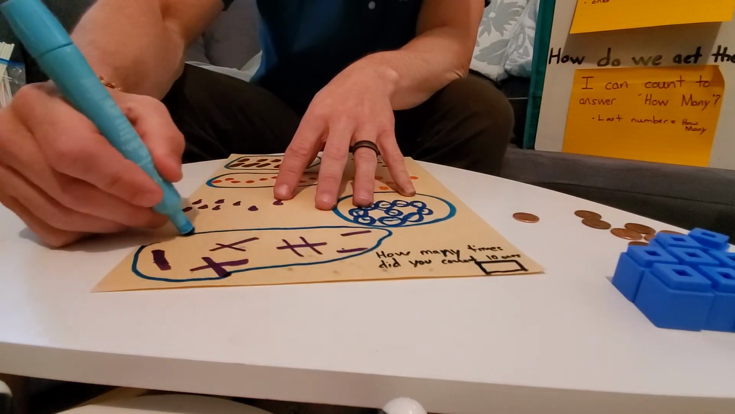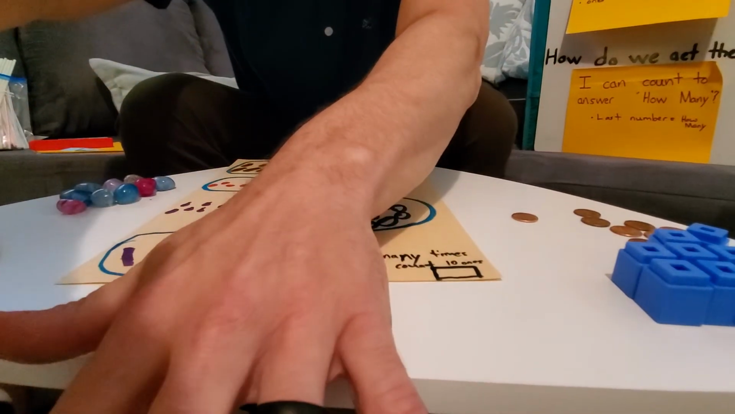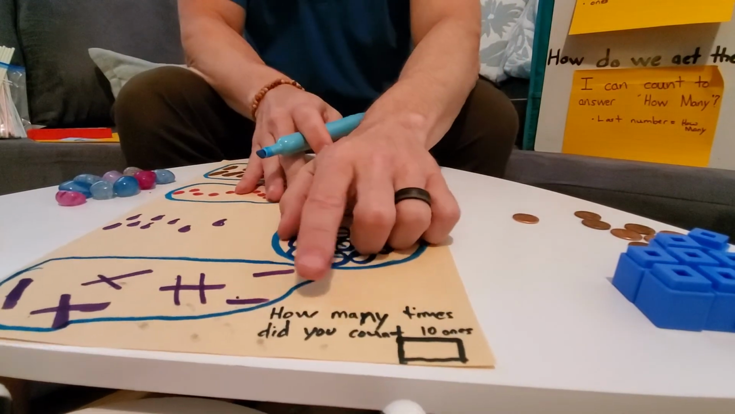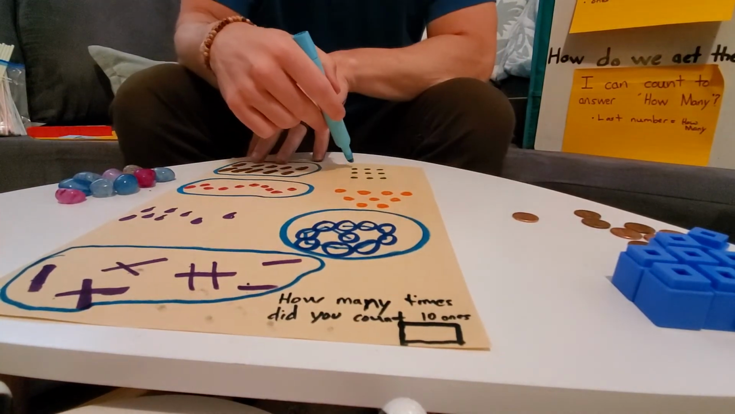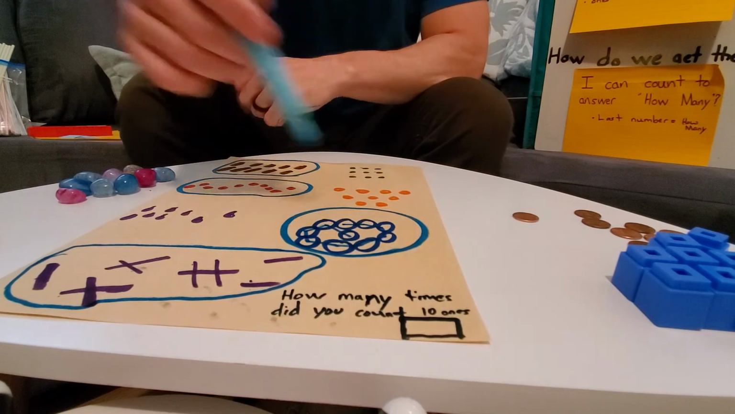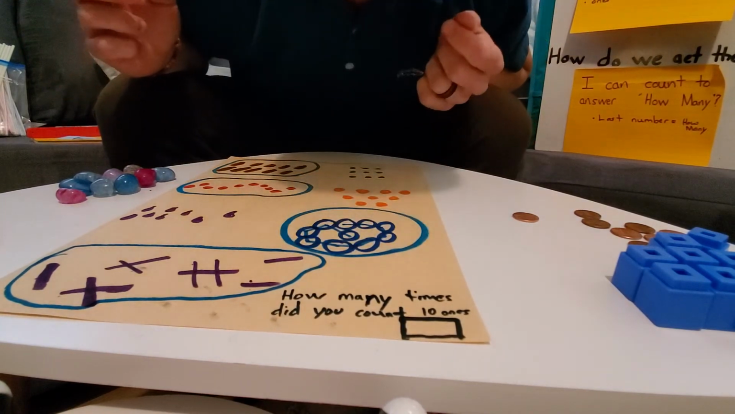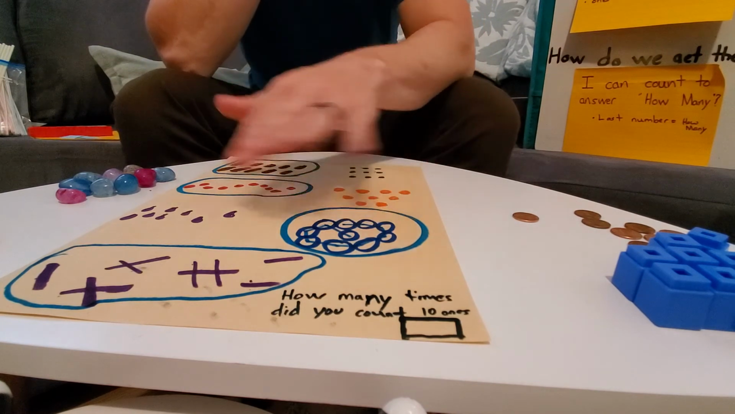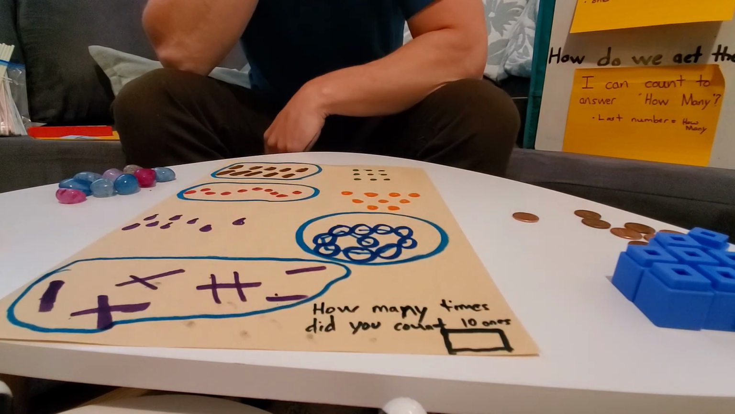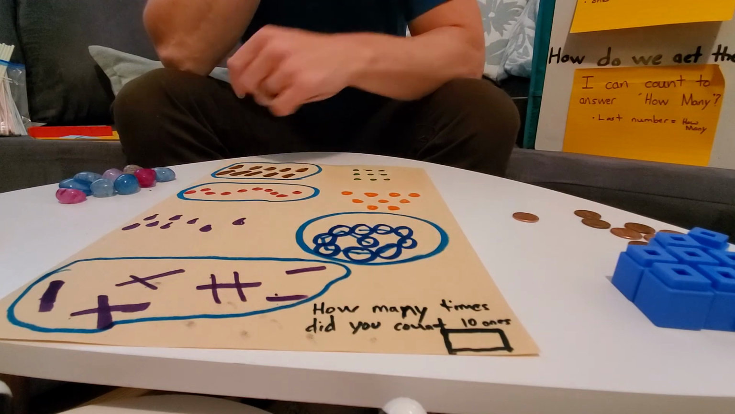Now, at the very bottom, the directions say, how many times did you count 10 ones? Remember, each one of these was a 1. If we got up to the number 10, it was a group of 10s. So how many times? Well, let's see. If we found a group of 10, what did we do with it? You're right. We circled it.